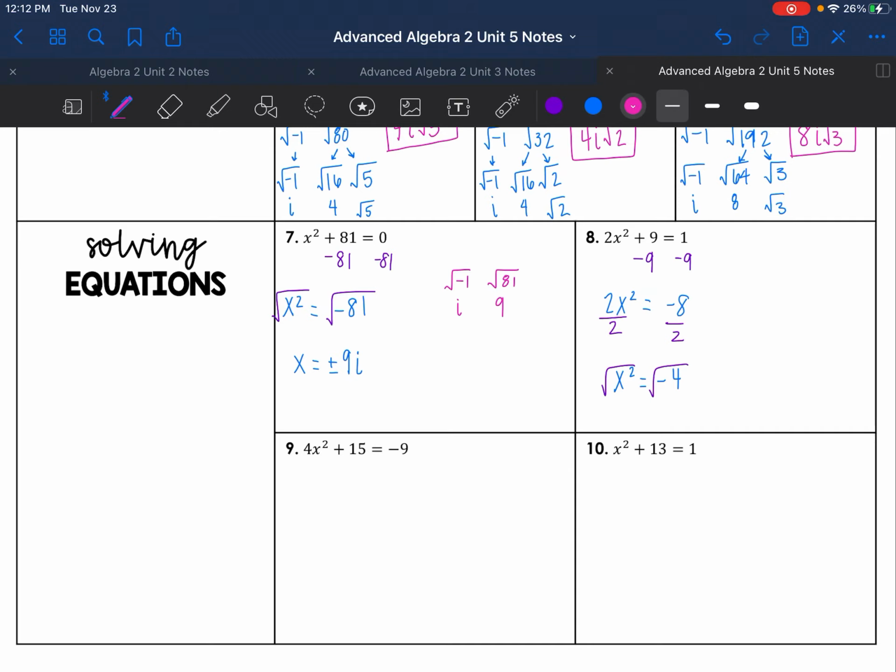It's not negative 2. Now, you may catch on to these enough to not need to write this extra step. But if you do write that extra step, that's okay. Square root of negative 1 is i. Square root of 4 is 2. So x equals plus or minus 2i.